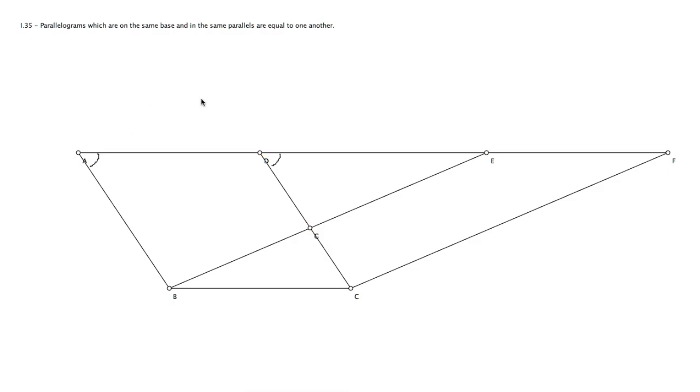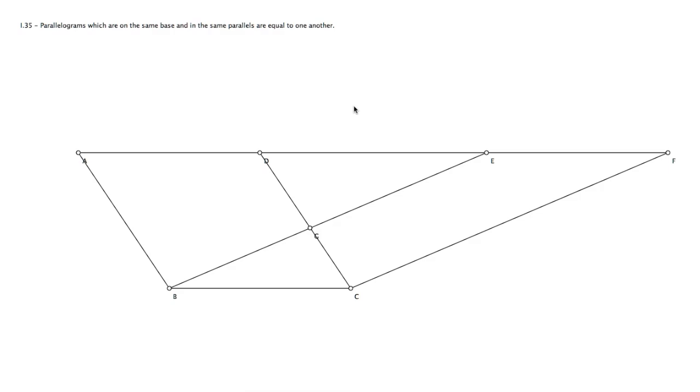But having said that, we now have a side, that's EA, an angle, and a side AB equal to a side, that's FD, an angle, D, and side DC, which makes our triangles equal. So we have triangle EAB equal to triangle FDC. So those two triangles are equal.